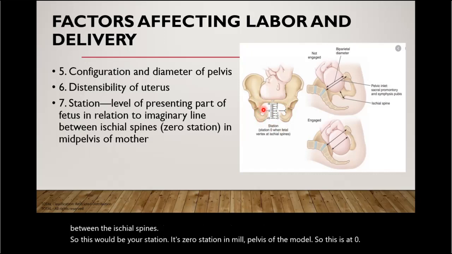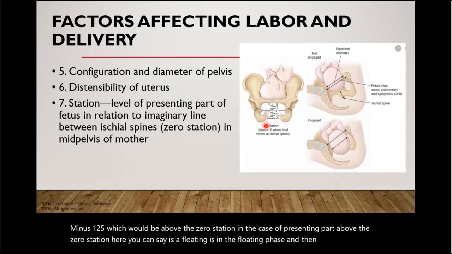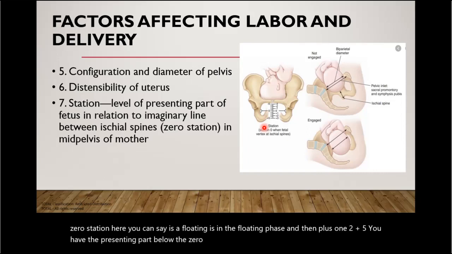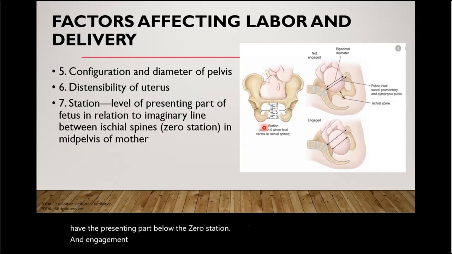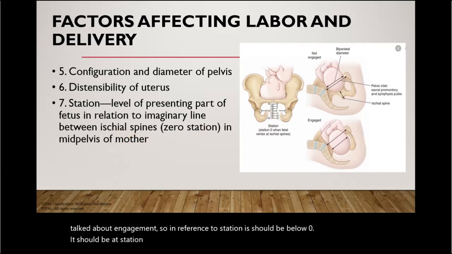-1 to -5, which would be above the 0 station, indicates a presenting part above the 0 station. Here you can say it is in the floating phase. And then +1 to +5, you have the presenting part below the 0 station. An engagement is when the presenting part is at station 0 or below. Remember when we talked about engagement? In reference to station, it should be at station 0 or below.